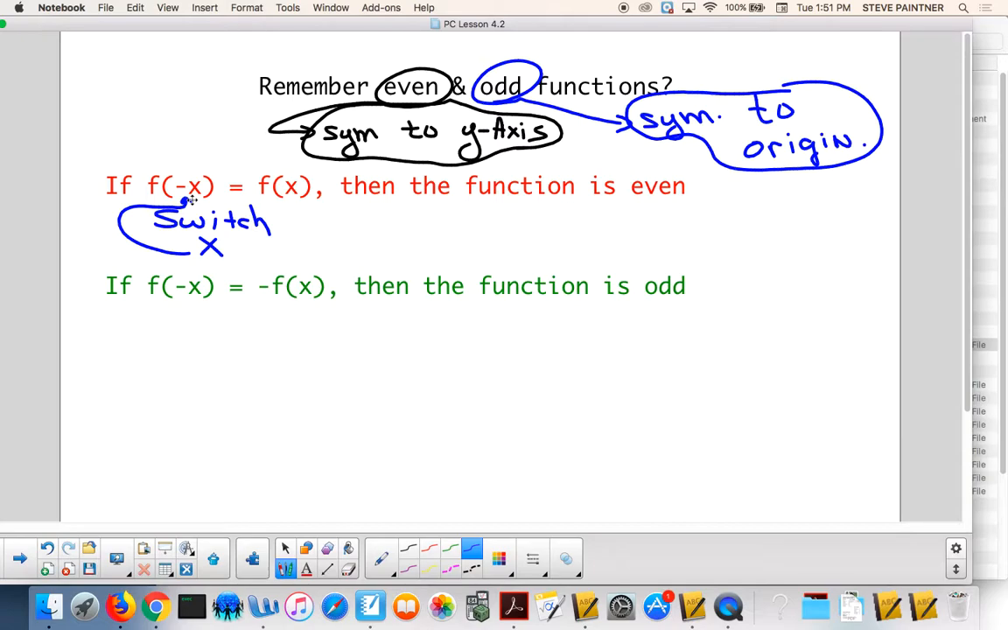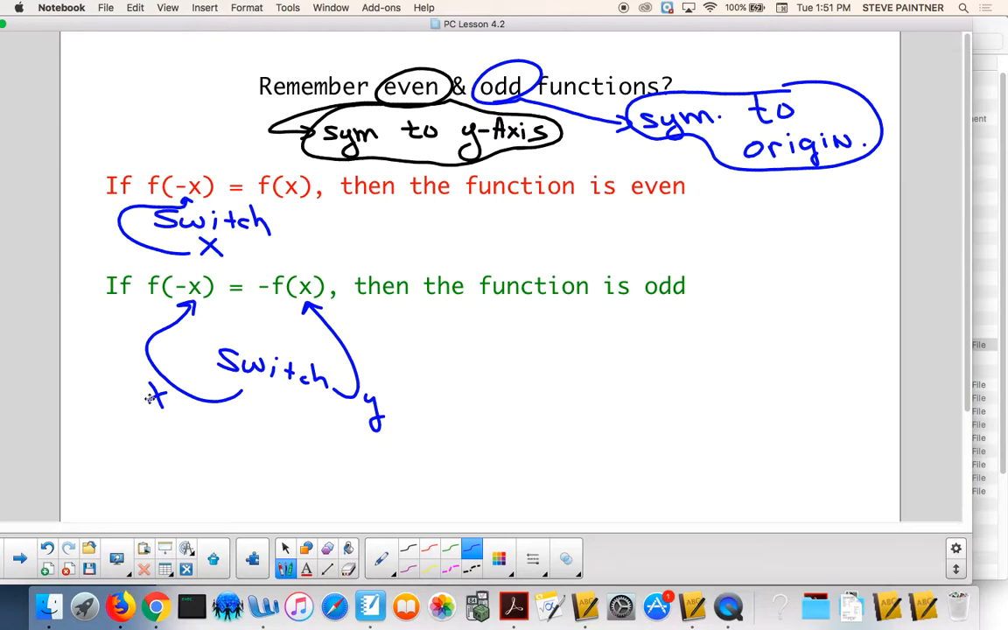Okay? Now what do you do for odd? Odd, you have to switch what? Whoa, what did I do here? I didn't switch x. I switched what? F of x is y, correct? I switched the y, didn't I? Switch y to negative f of x and switch your x. So if you switch them both, guys, then if they're equal to each other, it's odd.